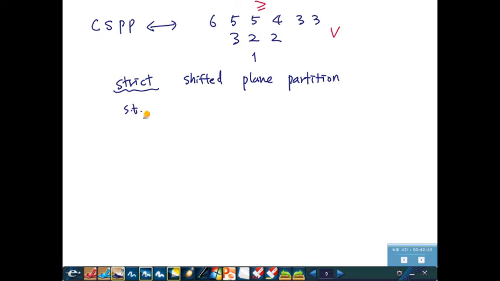Such that in each row, the largest part equals the number of parts. 6 equals the number of parts in that row. Okay?